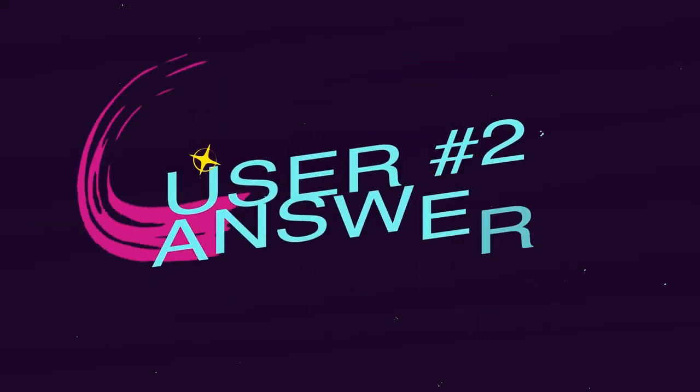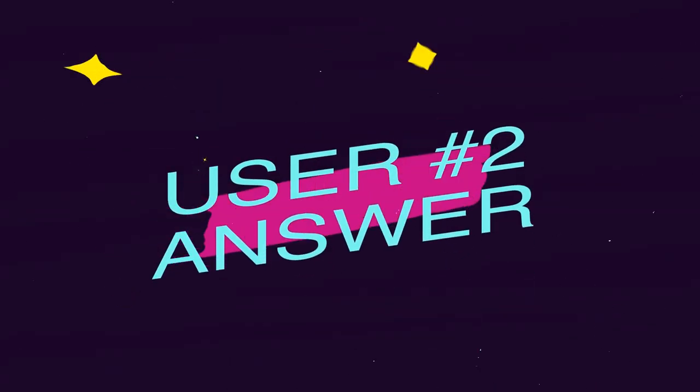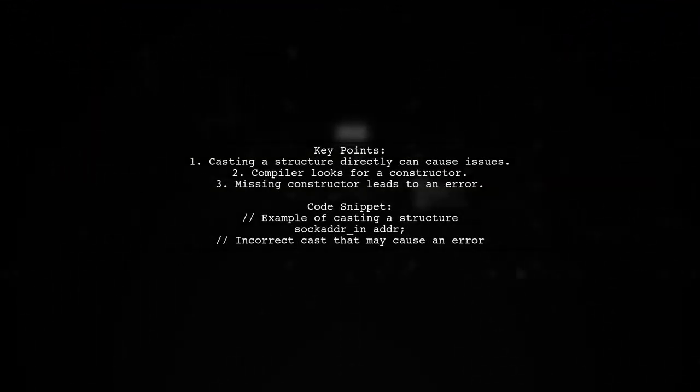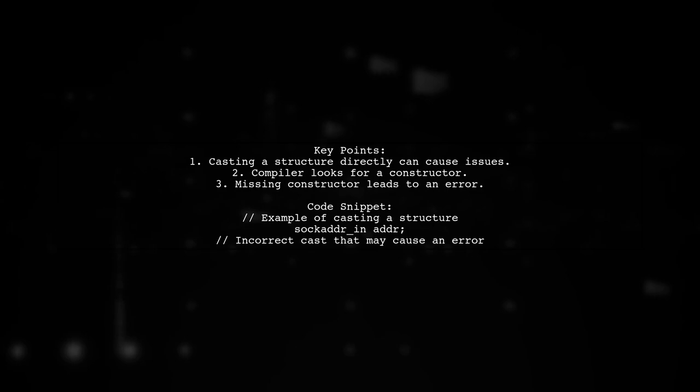Let's now look at another user-suggested answer. When you try to cast a structure directly, the compiler attempts to call a constructor for that structure type. If the constructor doesn't exist, you'll get an error.